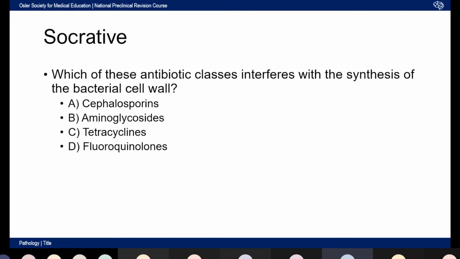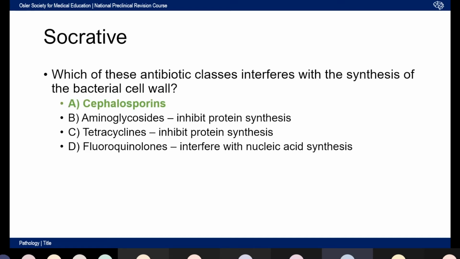Okay, so the correct answer is cephalosporins. I didn't mention them, but along with penicillins, these also inhibit cell wall synthesis, and this is what the other ones do. So aminoglycosides inhibit protein synthesis, as do tetracyclines, and then fluoroquinolones interfere with nucleic acid synthesis.